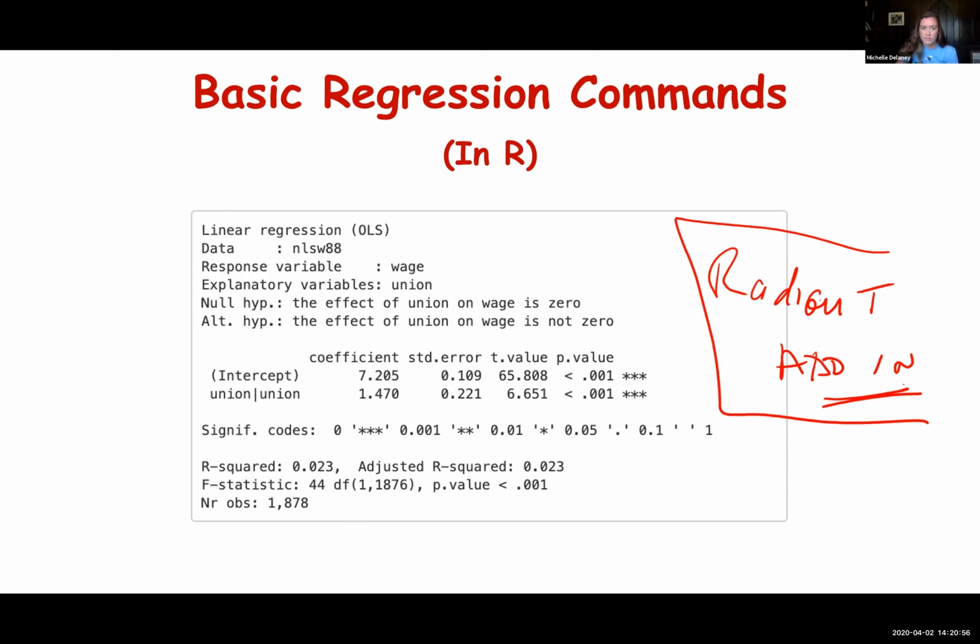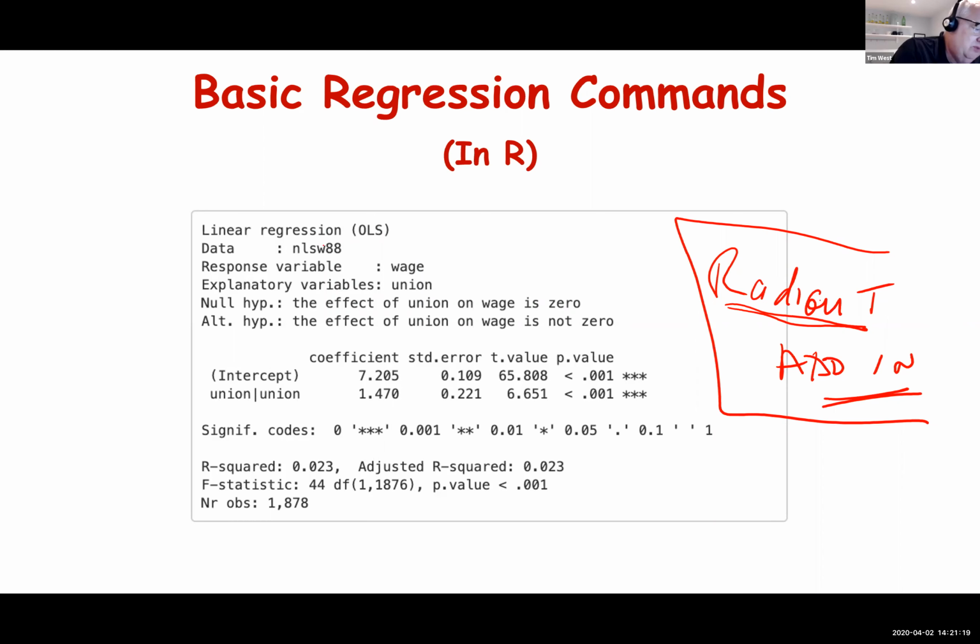So all I did was upload that NLSW88 data set and run a linear regression using wage and union. So it gets the exact same results as Stata did, which is great. Radiant gives you a capability to point and click a little bit more instead of writing the code. Exactly. Yes. Okay. All right.